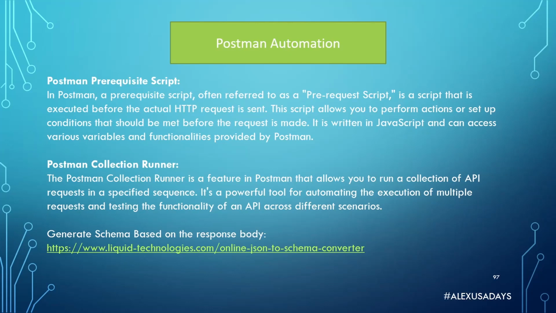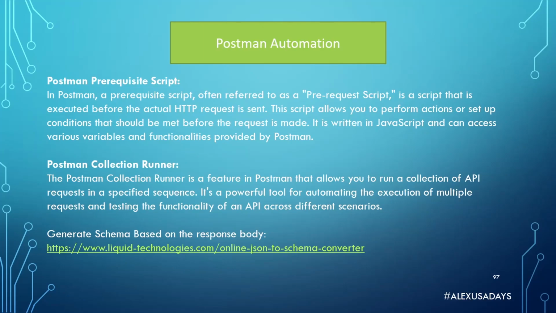And we're going to take a look in the end at the Postman Collection Run. Postman Collection Runner is a feature in Postman that allows you to run a collection of API requests in a specific sequence. It's a powerful tool for automating the execution of multiple requests and testing the functionality of an API across different scenarios. Also, during the video, I'll give you an example on how to generate a schema based on the response body and how to validate that schema in your testing.